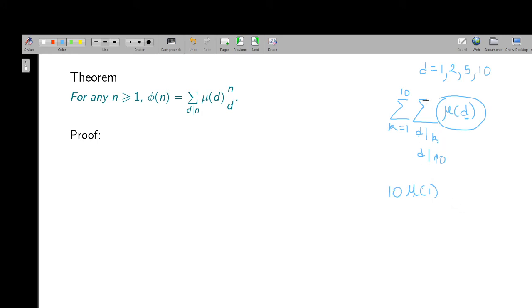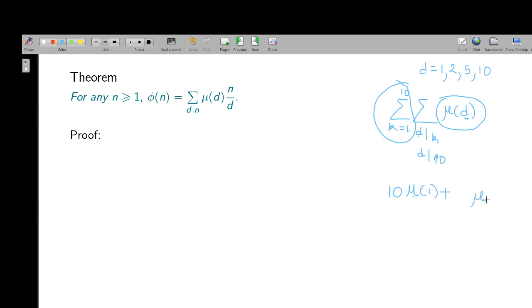Okay, because when you check here, when K is 1, 1 will divide K and 1 will also divide 10. When K is 2, 1 will divide K, 1 will divide 10. When K is 3 and so on. So for all the numbers from 1 to 10, mu of 1 is going to appear in this particular sum, so all 10 times. Okay.